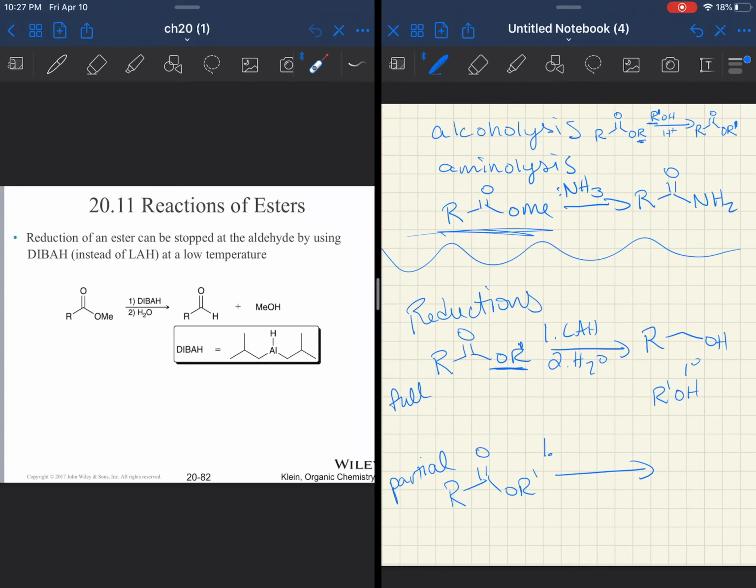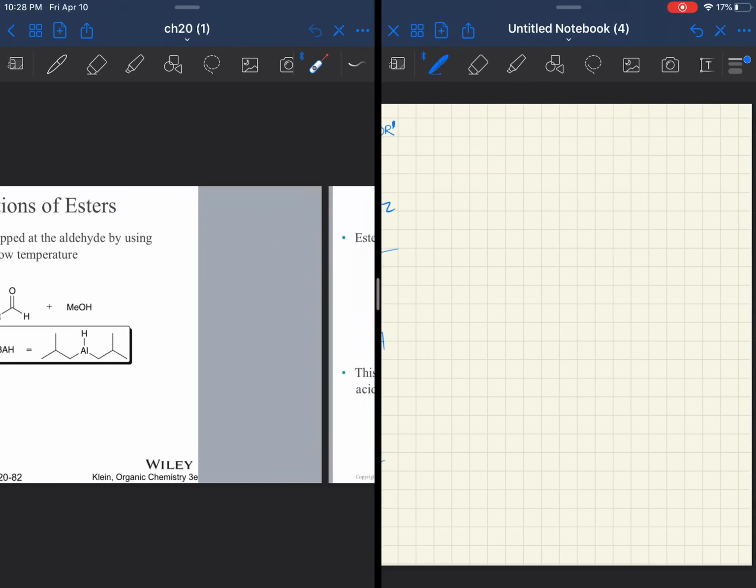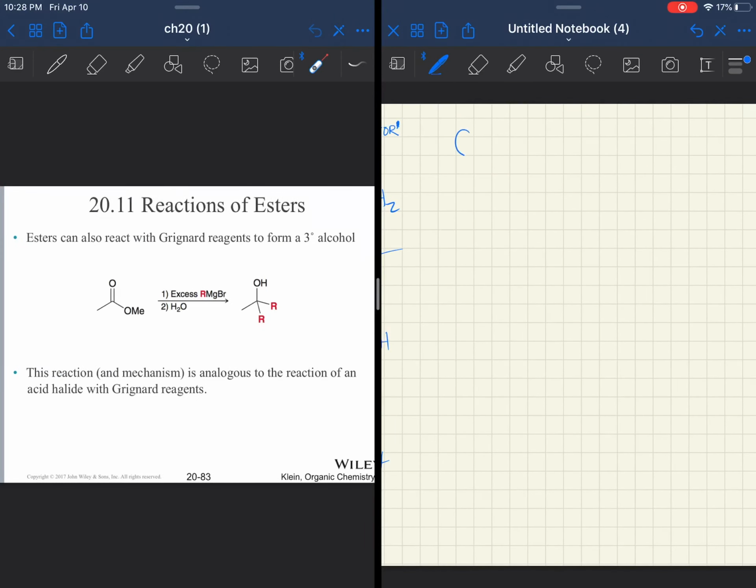Your partial reduction is very similar to what we saw with acid halides, but it's with a slightly different reagent. It's still going to be a substituted aluminum compound. It's just not a lithium aluminum compound. And this is called DIBAL or DIBAH. I think when I was in college it was DIBAL, but that's okay. It's going to be worked up with water, just like any of our other aluminum reactions. And this is how you can stop at an aldehyde, right? Partial. It's not going to go all the way to the alcohol with an ester. So very similar to what we saw in the previous slides, but a slightly different aluminum reagent here.